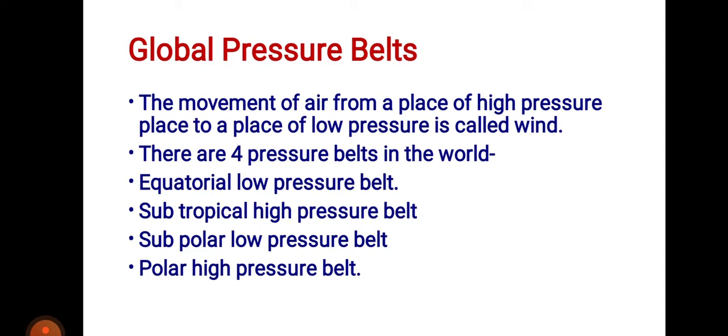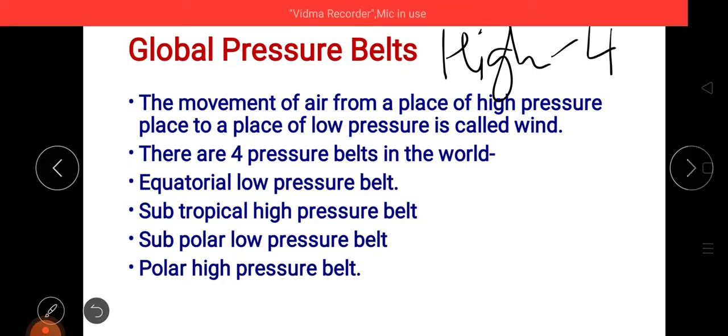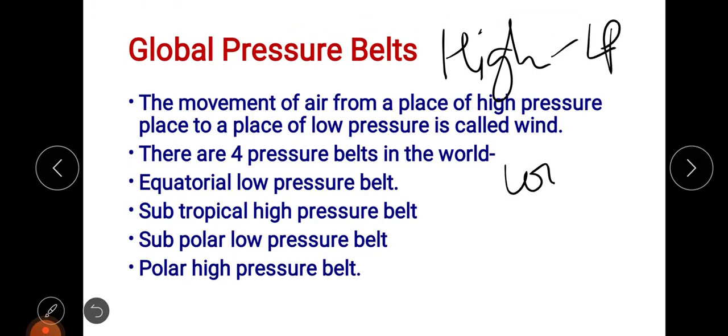There are some regions where pressure is high and some regions where pressure is low. Atmospheric pressure differs depending on mainly two factors, that is your air temperature and altitude from the earth's surface. First is your air temperature. How does it affect? If temperature is high, your pressure will be low. High temperature means low pressure, and low temperature means there will be high pressure.